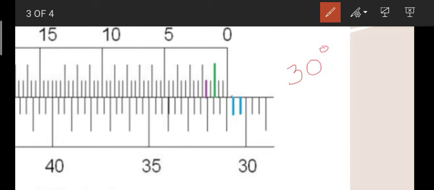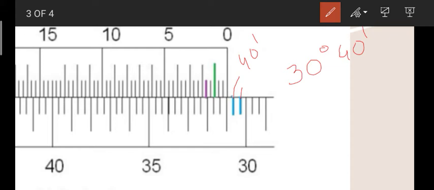This is confirmed, right? Now the next graduation is minutes, right? It is between 31 degrees and what minutes? As I said, the first graduation is 20 minutes, the second is 40, right? Meaning it is between 30 degrees 40 minutes and 31 degrees. So what do I have to write? 30 degrees 40 minutes. This is how you write, right?